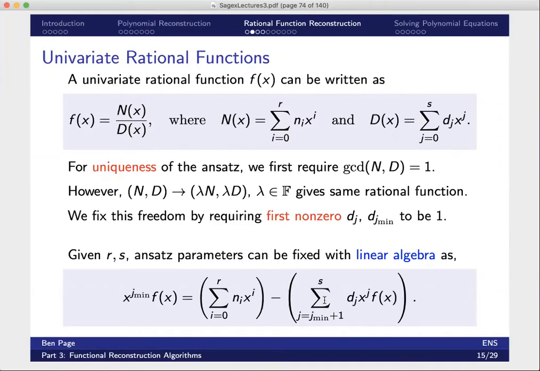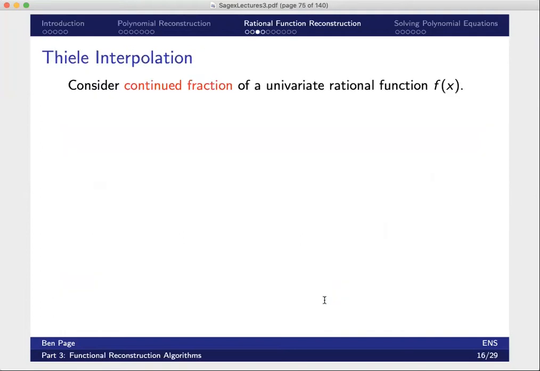This then brings us to a very similar question to the one we had in the polynomial case. What if I don't know the degrees? For this, we can use Taylor interpolation. Taylor interpolation is going to look very similar to Newton interpolation, and we're going to make basically the same arguments.